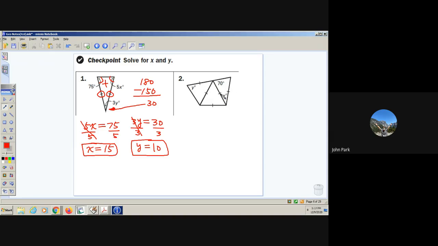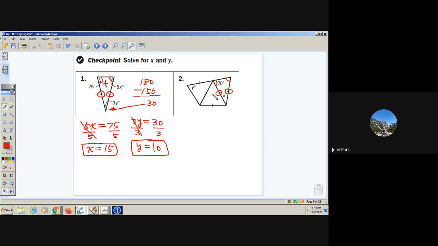Now there's several triangles here. This is isosceles here. This is equilateral in the middle. And then this is another isosceles here, right? So this is 70 degrees, which means that that's also 70 degrees. Why? Because this is isosceles here and here, right?